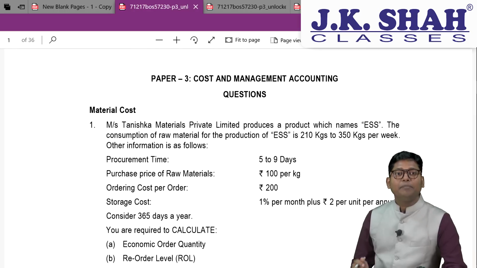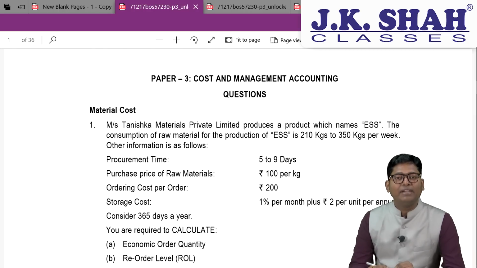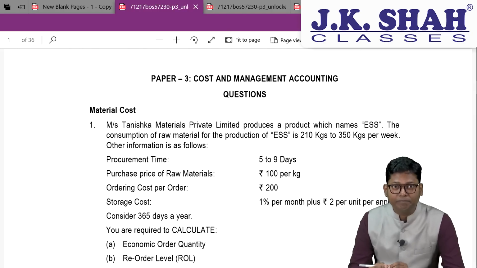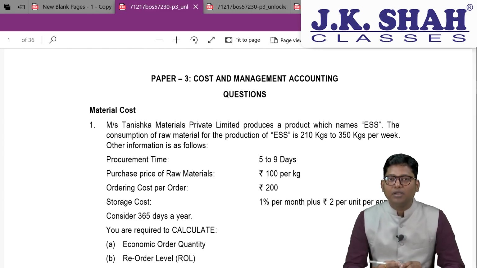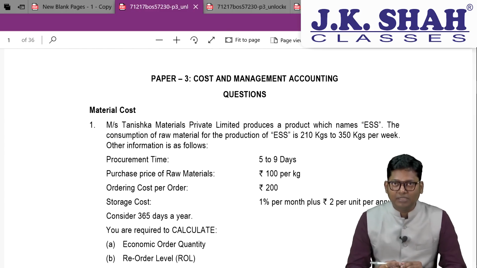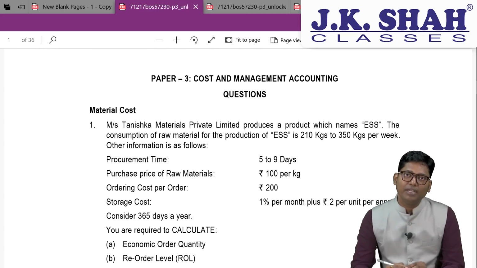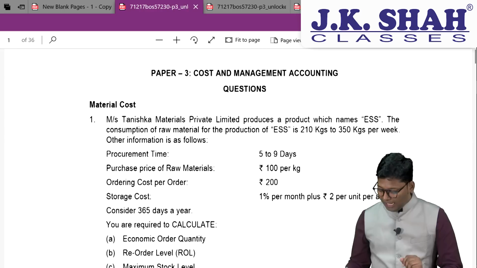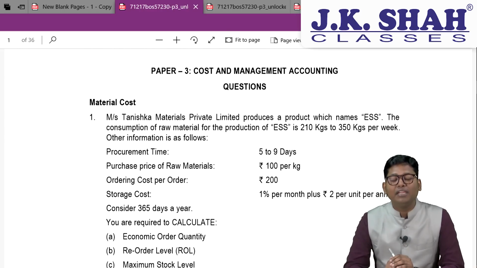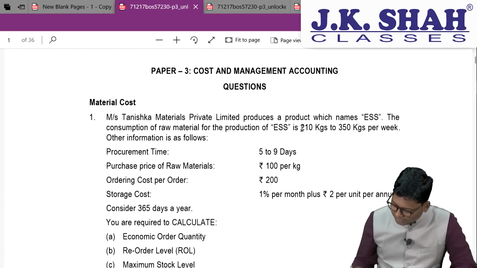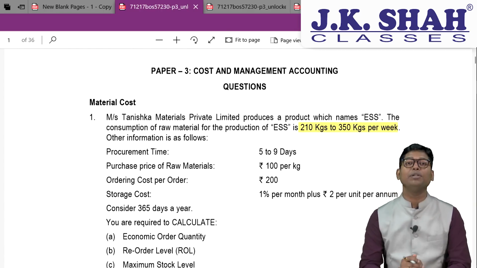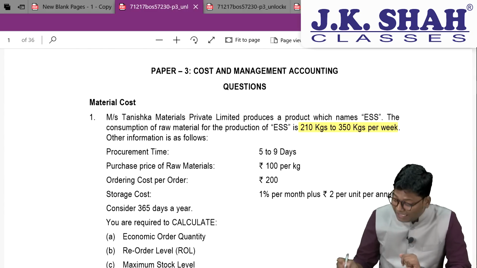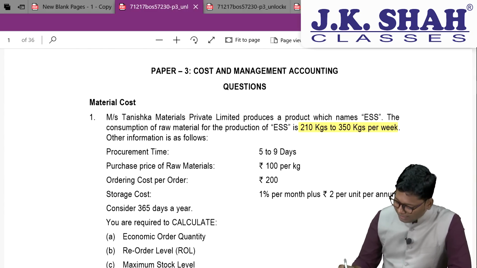Question number 1 says that Messrs Tanishka Materials Private Limited produces a product which is named ESS. ESS is the name of the final product which is produced by this particular company. The consumption of raw material for the production of ESS is given. That means for making ESS, the material which is consumed by the company is covered in this information: 210 kgs and 350 kgs per week. If you observe, this is nothing but consumption related information, but it is given on weekly basis. So two types of consumptions are given in the question.